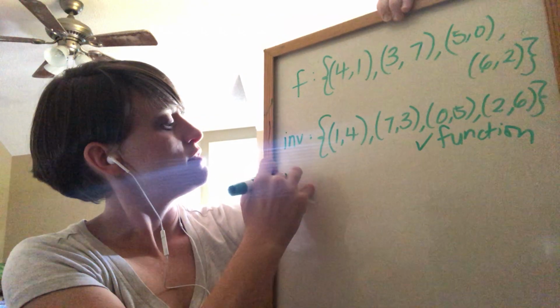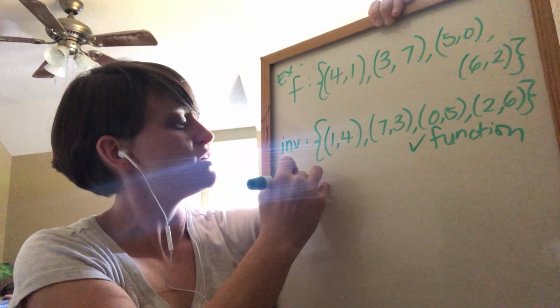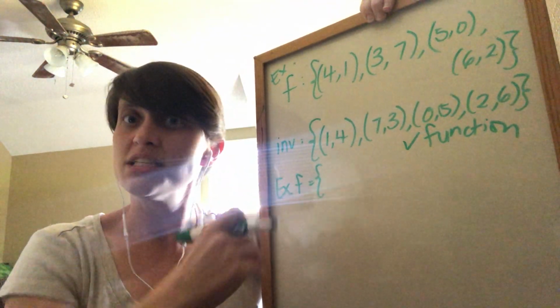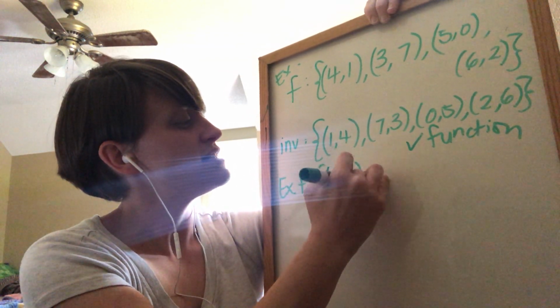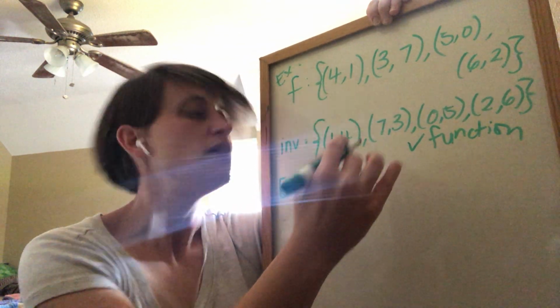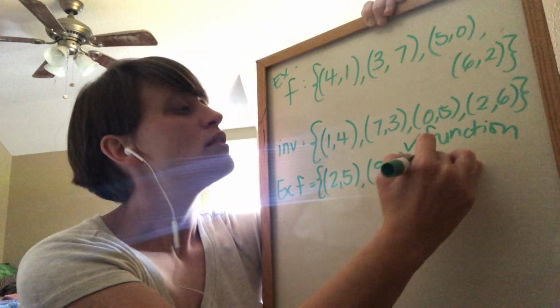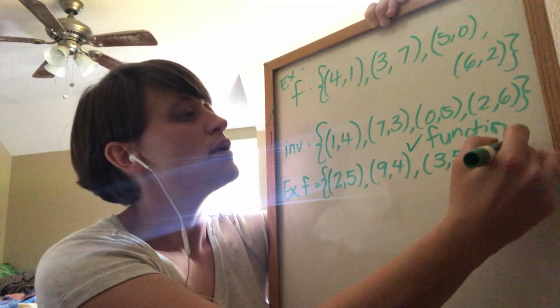Okay, let's do another example. This is our first example. Here's our other example, and I'm going to try to write them on the same board, before I erase the board, I want to write both of them so we can compare them. So here are the coordinates to the second function. 2, 5, 9, 4, 3, 5, 1, 0.